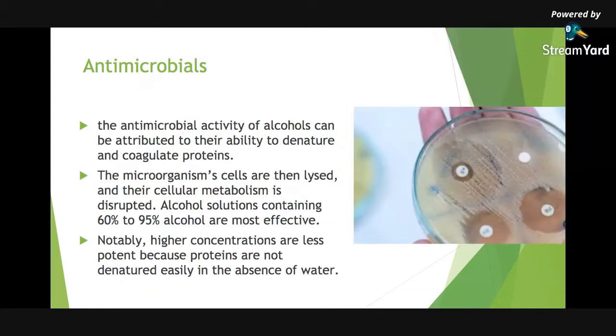The antimicrobial activity of alcohol can be attributed to its ability to denature and coagulate proteins. The microorganism cells are then lysed and their cellular metabolism is disrupted. Alcohol solutions containing 60 to 95% alcohol are most effective. Notably, higher concentrations are less potent because proteins are not denatured easily in the absence of water. So I'm going to talk about those things I've been seeing on social media. When it says 99%, you're not going to kill anything with that. And I'll explain why in a second.